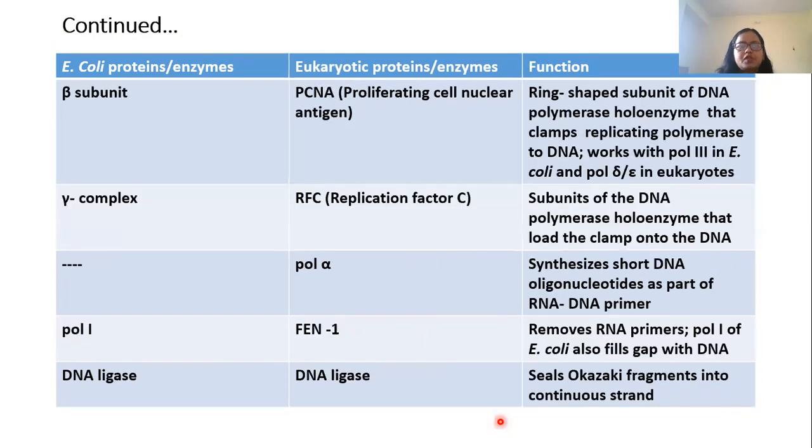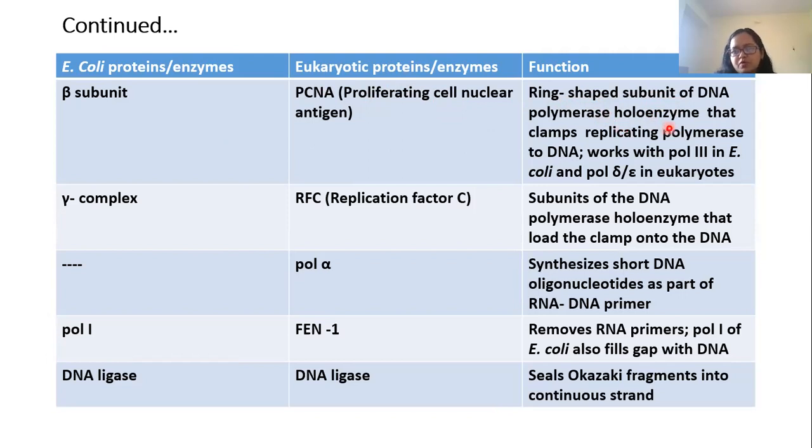Now the beta subunit in case of E. coli is called PCNA, also known as proliferating cell nuclear antigen. So in the case of E. coli DNA replication, we have studied the beta subunit. So it is a ring-shaped subunit. In eukaryotes also it is a ring-shaped subunit of DNA polymerase holoenzyme.